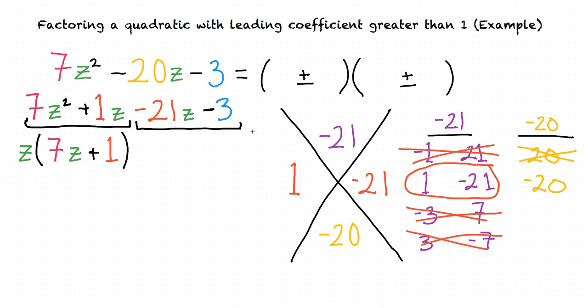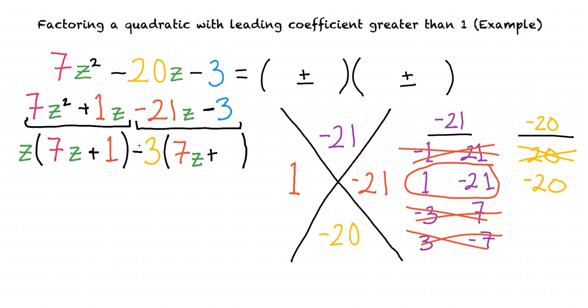Now let's do the same to the second two. The greatest common factor of these two terms is minus 3, because minus 3 can multiply evenly into both of these. So now we're going to write minus 3. And then within our parentheses, we'll do negative 21z divided by negative 3. That gives us positive 7z.